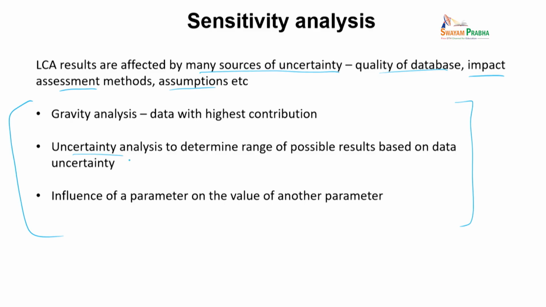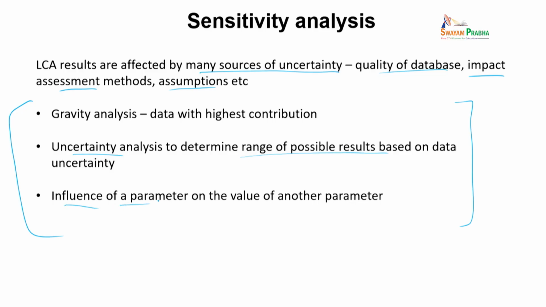Sometimes we can actually do an uncertainty analysis based on a range of possible results based on data analysis. Instead of saying CO2 produced is 1 kilogram for every 1000 PET bottles created, you can give a range by accommodating all the uncertainties. So you can give a range of possible answers.